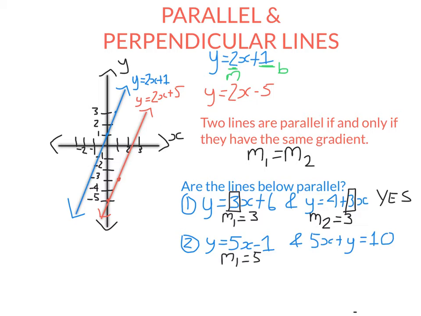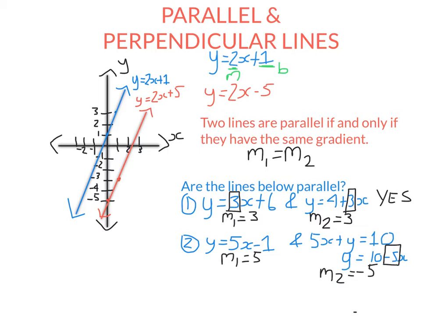So what I would do to this equation to get y by itself is I'd subtract 5x from both sides, and I'd get y equals 10 minus 5x. Now it is in the form y equals something. So the number in front of x is the gradient now. So the gradient of the second line is actually minus 5, not positive 5.